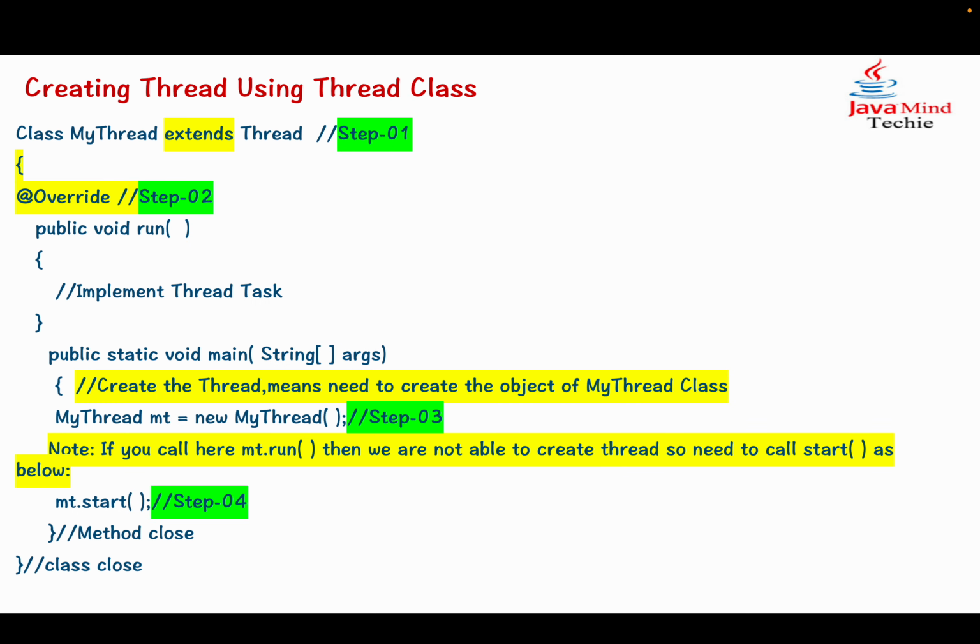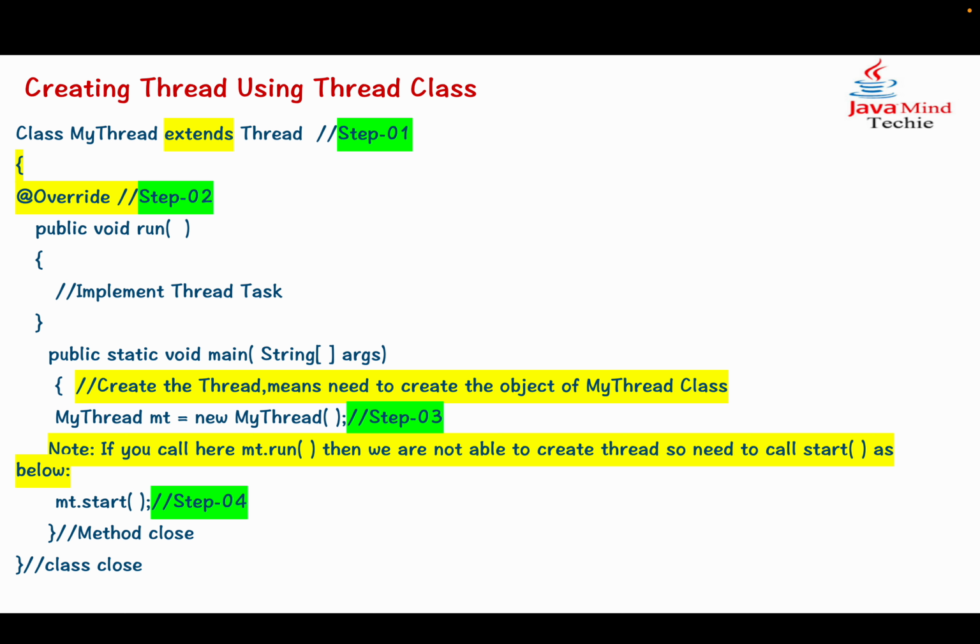I hope you have seen in my last video that I already explained how to create a thread using the Thread class. I gave the steps, but I didn't write the code. But today I will explain with the code base. Then your understanding will be more clear. So let's first understand the theory one more time. We have mentioned here 4 steps. If you would like to create a thread using the Thread class, you need to be aware of these 4 steps.